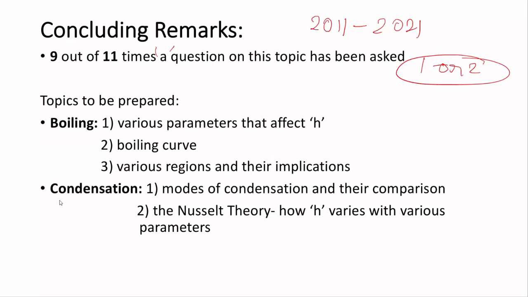I never formally wrote it out the way we used to do in school, making a table and writing out the points, but I have discussed all these points, and you can make a nice table out of it in your notes and keep it handy. Questions can be asked like: the H in filmwise is more than H in dropwise, true or false. Questions like this are asked in your interview tests, the technical tests that you have. So these are the topics that you need to prepare.